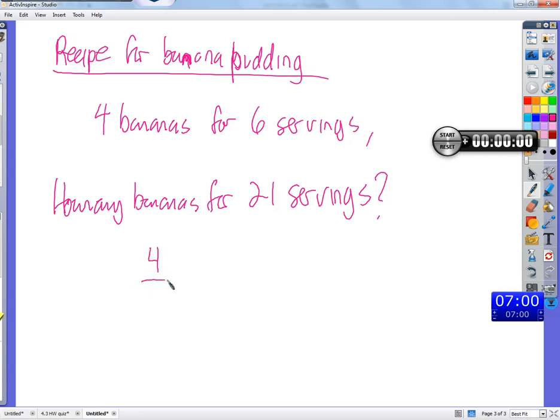There's 4 bananas to 6 servings. If we want the consistency of the bananas, the concentration of bananas to stay the same, then we'd have to have the same concentration, the same ratio of bananas to servings. So however many bananas there are, it's got to be the same ratio of bananas to servings here as it will be here.